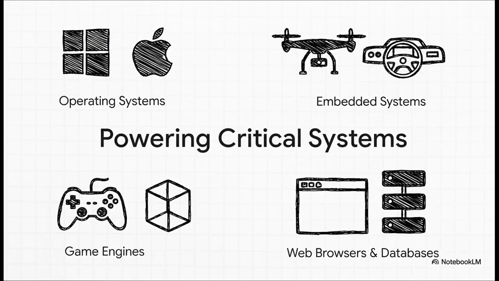When speed and efficiency are everything, when performance is absolutely non-negotiable, developers still turn to C. We're talking about the very core of operating systems like Windows, Mac OS, and Linux. We're talking about the tiny, efficient code inside your car, your microwave, or a drone. Those are called embedded systems. High-performance video game engines? Yup. Massive databases that power the internet? You bet. They all rely on the raw power of C.